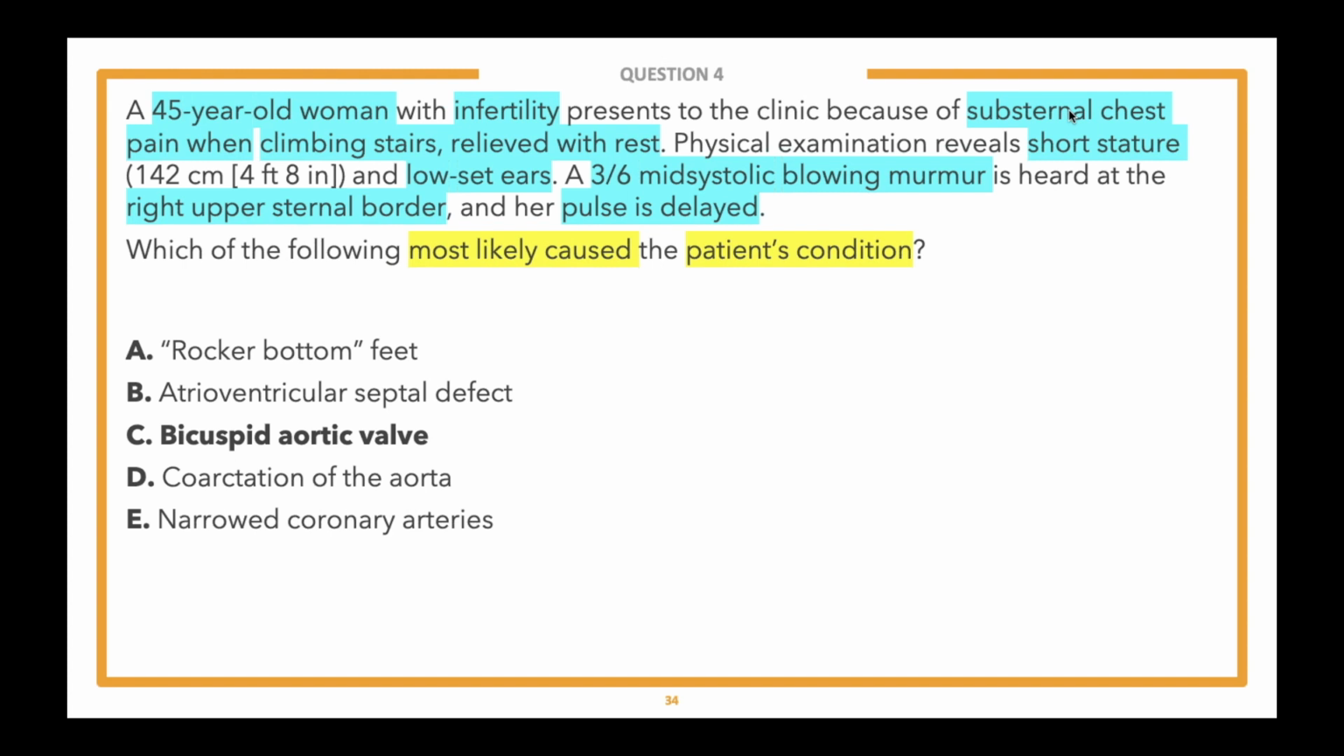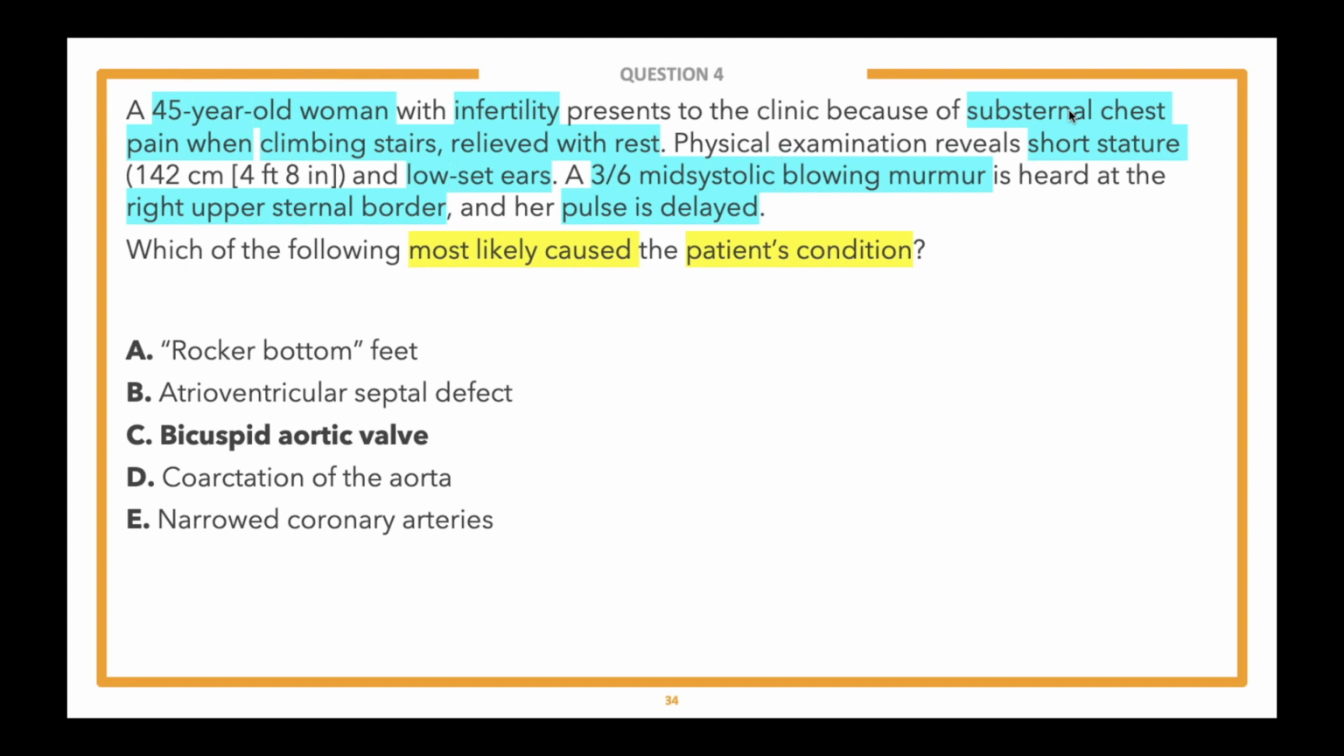Answer choice B, AV septal defect. This is something you can see more so with Down syndrome, so I think that's probably how they were trying to throw you off there. This condition is not commonly associated with what our patient has. And then lastly, answer choice A, rocker bottom feet. This is also getting at a different congenital disease.